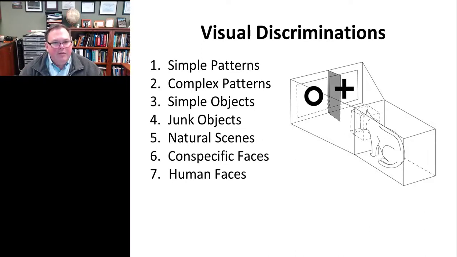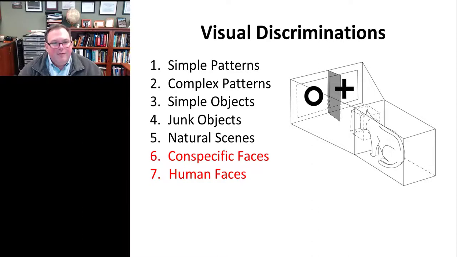So the different pairs of stimuli we're going to look at are simple patterns, complex patterns, simple objects, junk objects. Objects would be three-dimensional, patterns would be two-dimensional. Then we'll also look at natural scenes, conspecific faces. Conspecific faces would be cat faces, because they're the same as the species being studied, or human faces. Let's look at examples of all these so you can see what we're talking about.